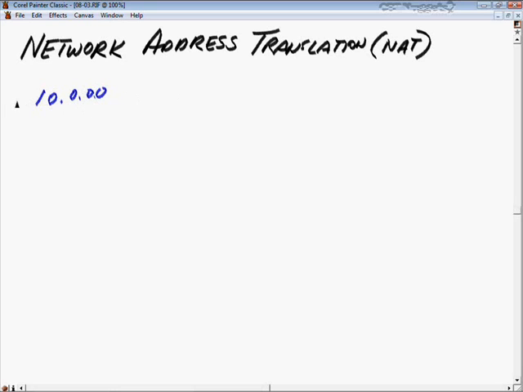the 10.0.0.0 range of class A, the 172.16 range of class B, and the 192.168 range of class C. We can use these private ranges inside of our organization. I'll put a little dividing line here.